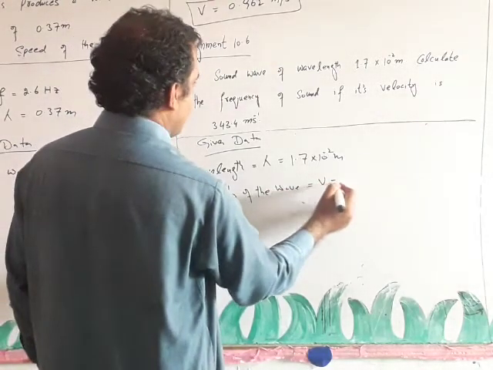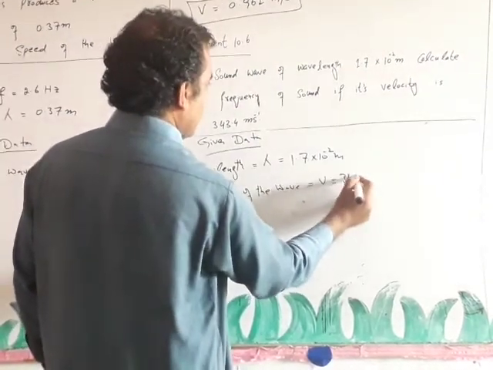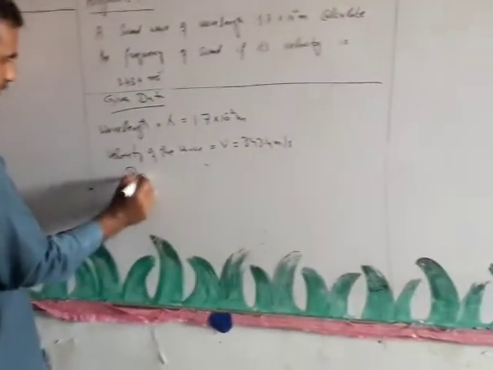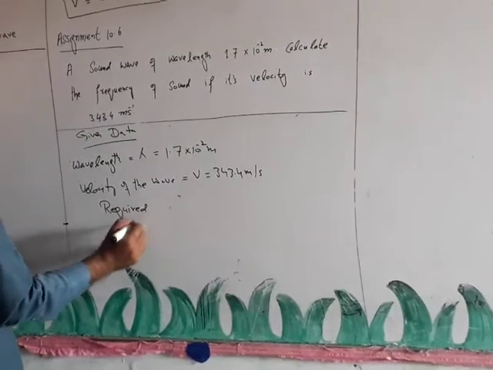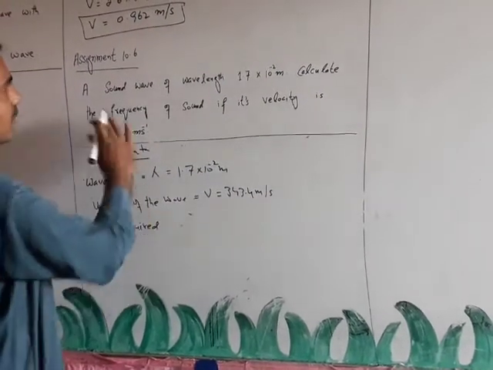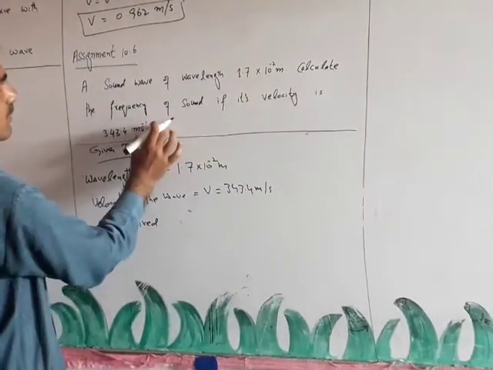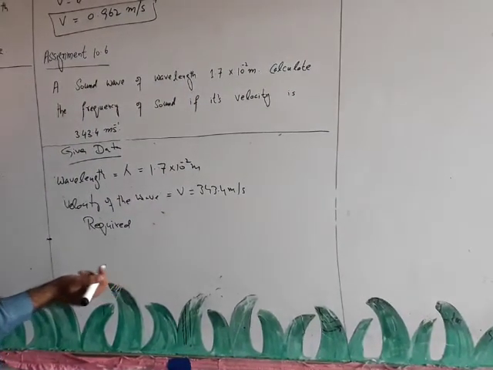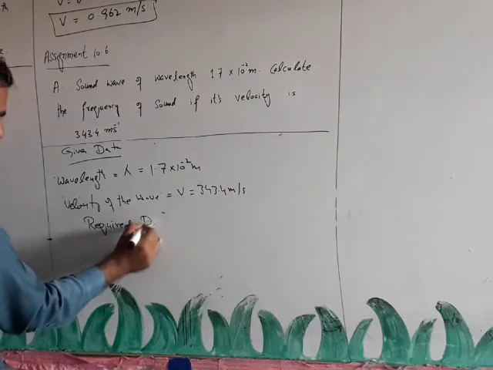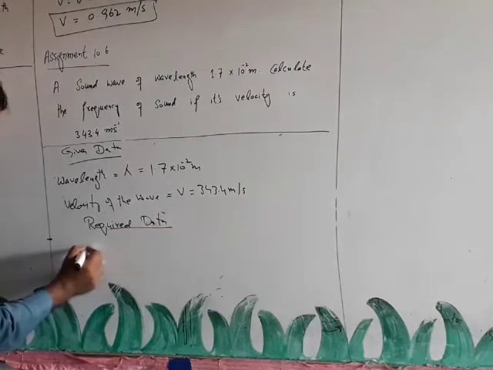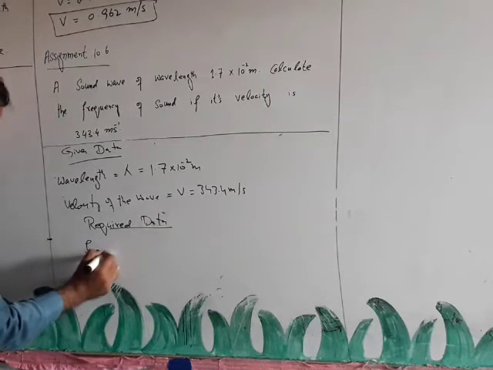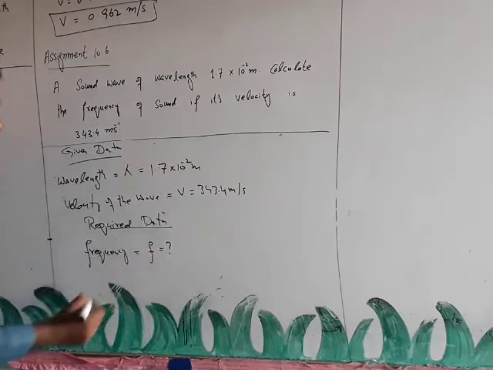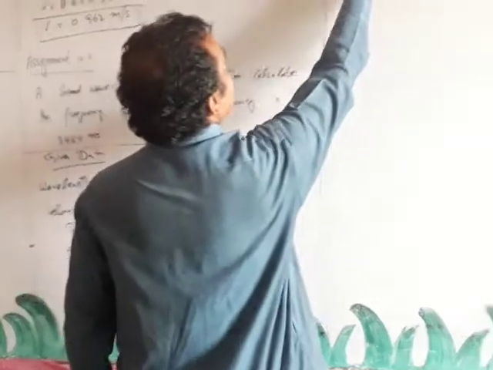So v is equal to 343.4 meter per second. In the required data I will write the frequency of the sound wave. Velocity is this one and its wavelength is this one. I have to calculate the frequency. Frequency is denoted by f. So the solution.